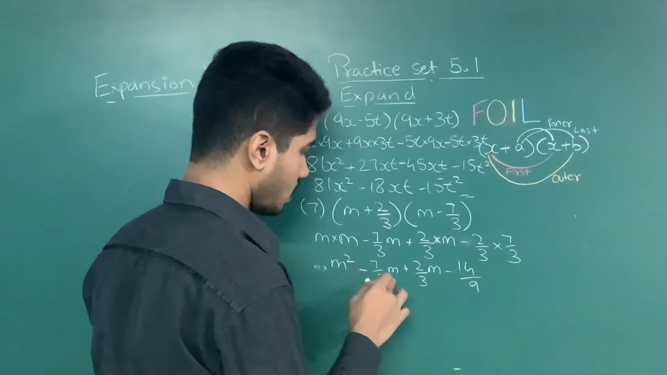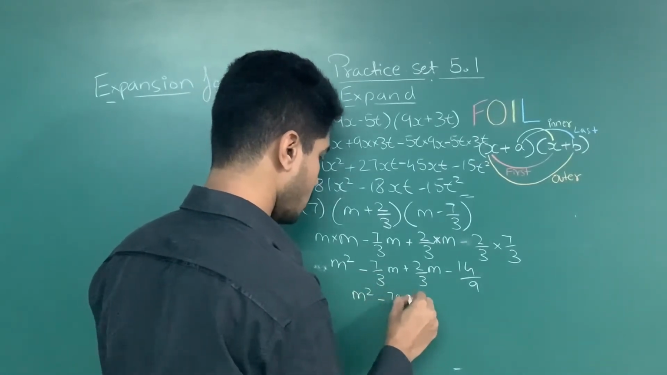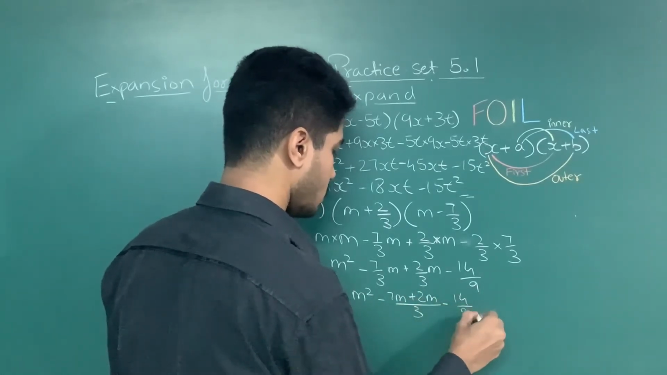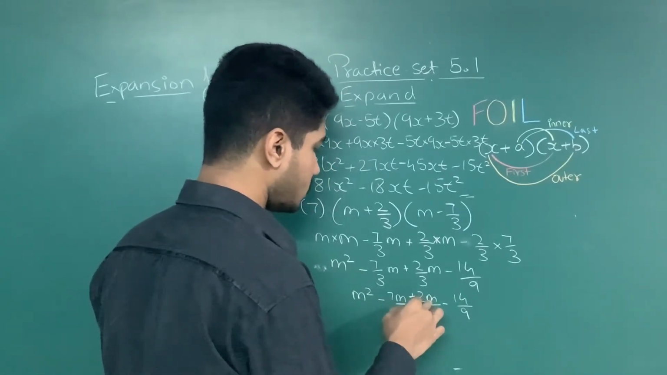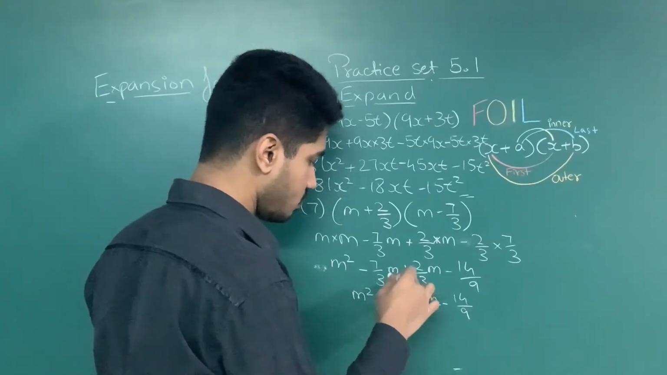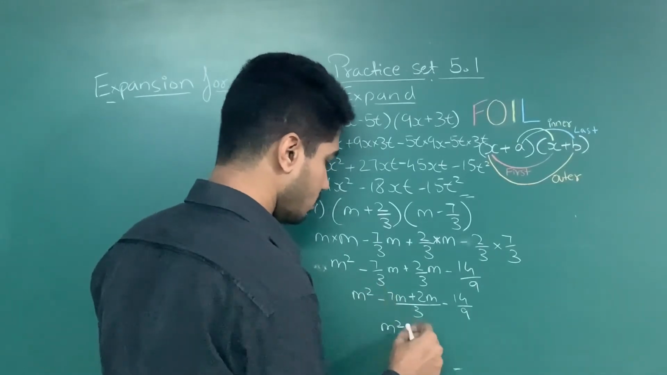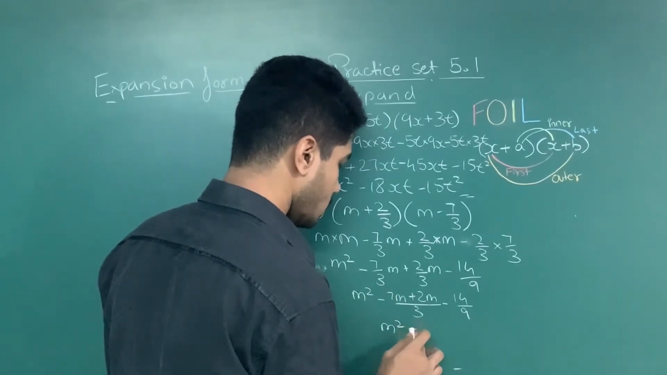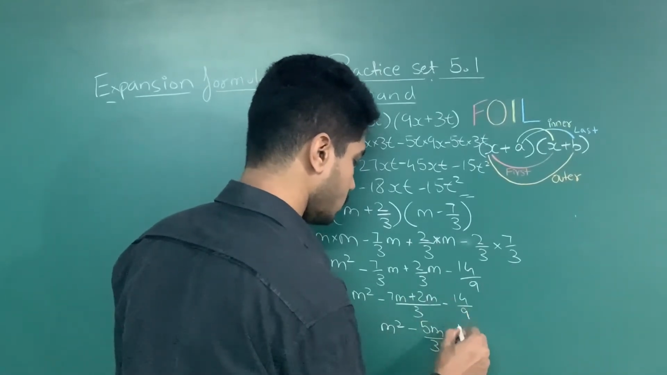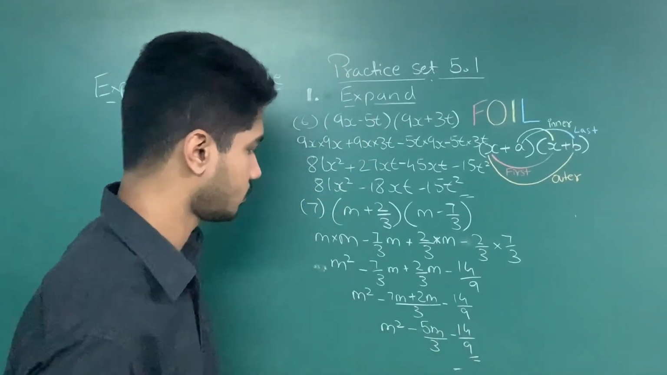Now if you see the denominator is the same, so you can write it as m square minus 7m plus 2m upon 3 minus 14 upon 9. So minus 7m plus 2m. Here keep in mind that the minus is on the 7, so the minus is on the greater number, and 7 minus 2 will give me minus 5m upon 3, minus 14 upon 9. So this is your answer.